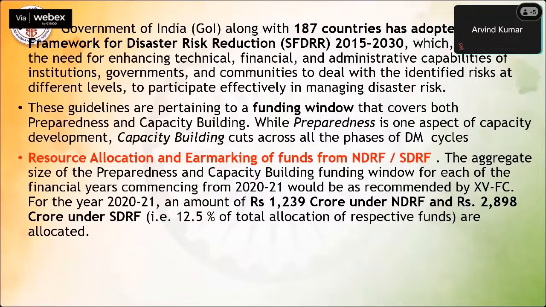Resource allocation and earmarking of funds for NDRF and SDRF. The aggregate size of the preparedness and capacity building funding window for each of the financial years, typically 2020-21, is 1,239 crores under NDRF and 2,898 crores under SDRF. That is 12.5% of the allocation of the respective funds.